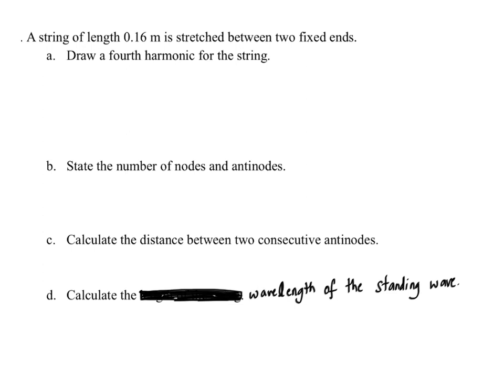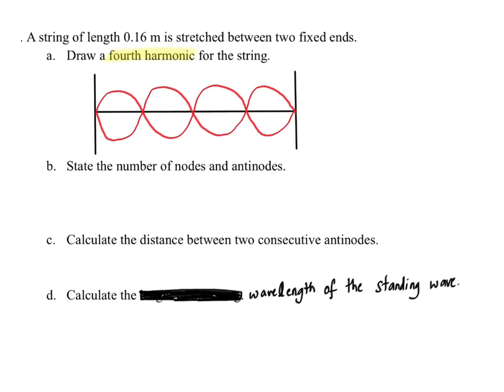Next, a string of length 0.16 meter is stretched between two fixed ends. Draw a fourth harmonic for the string. So fourth harmonic means we should be drawing 4 loops on the diagram as shown. Then it's asking you to state the number of nodes and antinodes. So I've labeled the nodes: 1, 2, 3, 4, 5 nodes are there. And then antinodes, where it is having maximum amplitude, that's also labeled. So we have got 4 of them.